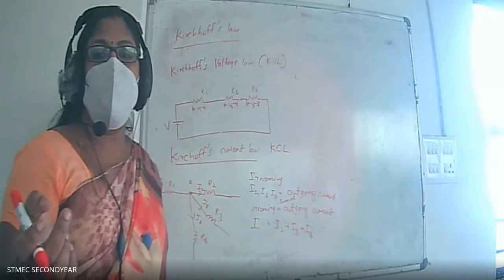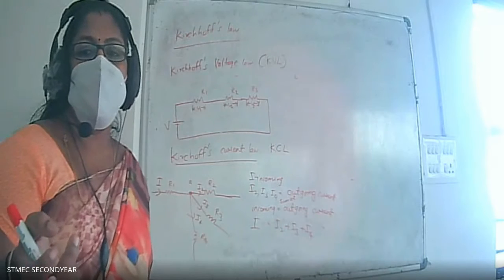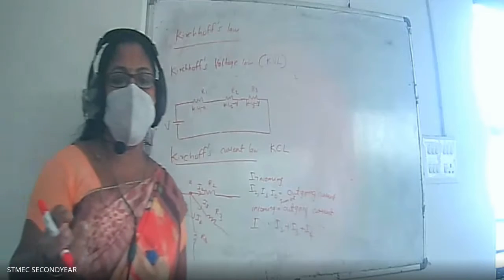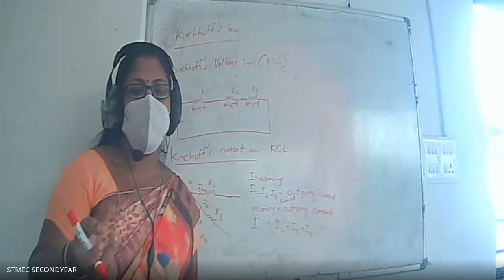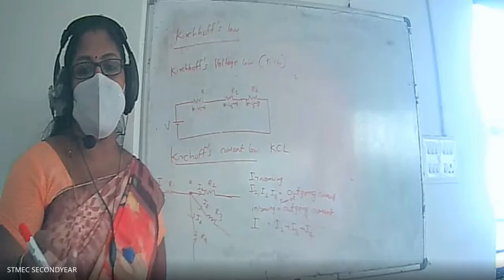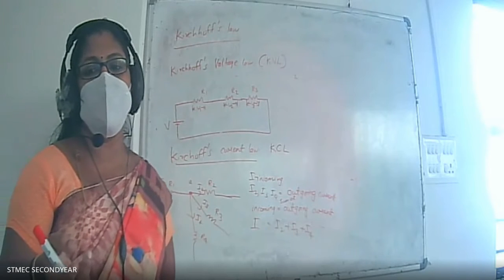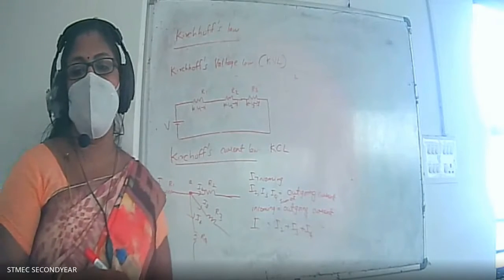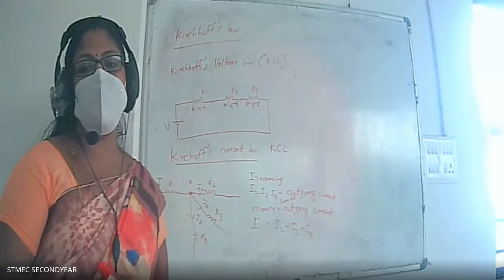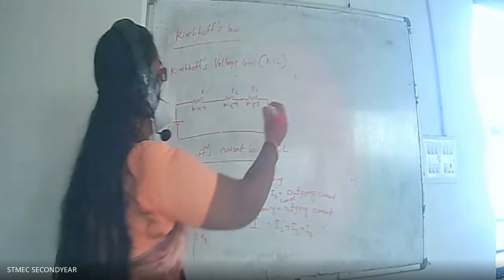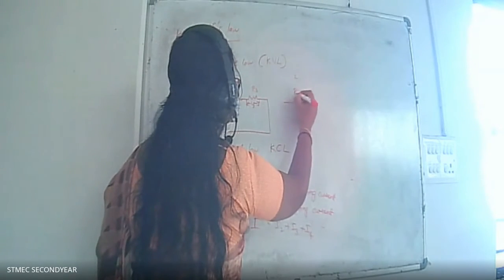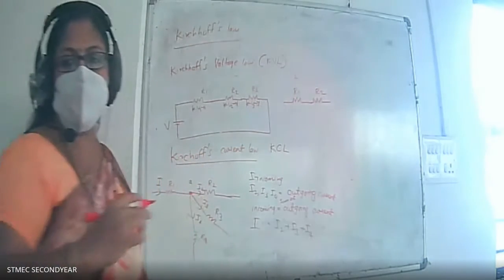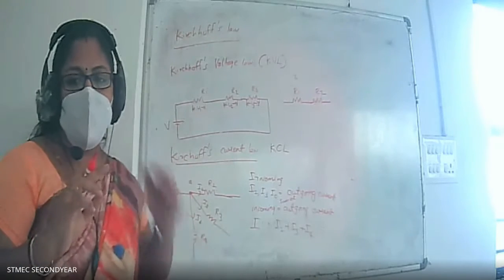See, R1 and R2. Ashwant, can you say, R1 and R2 are connected in series, then what is the equivalent resistance? See, R1 is connected to R2. So what is the equivalent resistance? Yes, right. R1 plus R2.